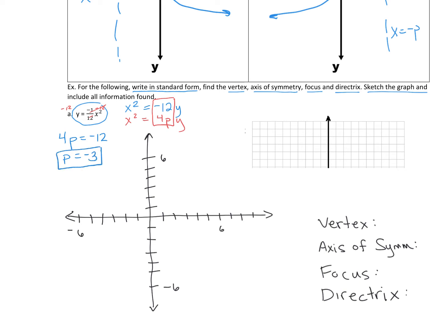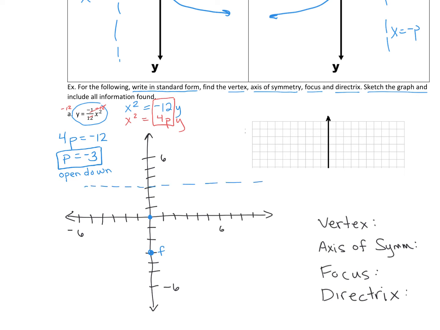All right, what does that tell me? Well, I started with an x squared, so I know it opens up or down, but in this case, it's going to open down. We also know that our vertex is 0, 0. And if it's opening down, it will have a focus here and a directrix 3 units behind it.